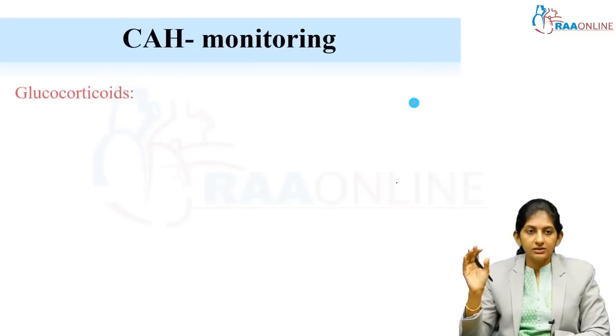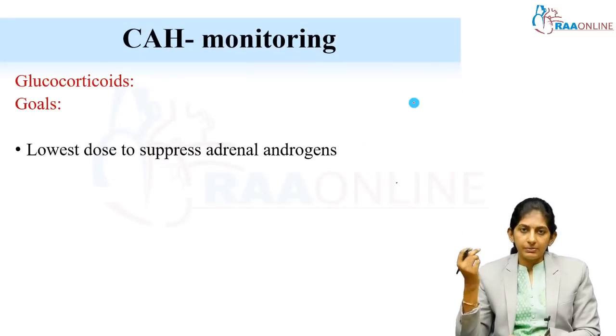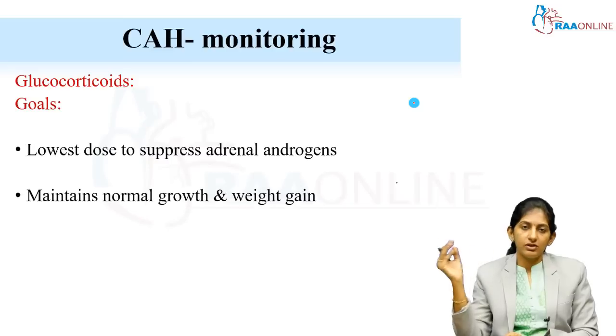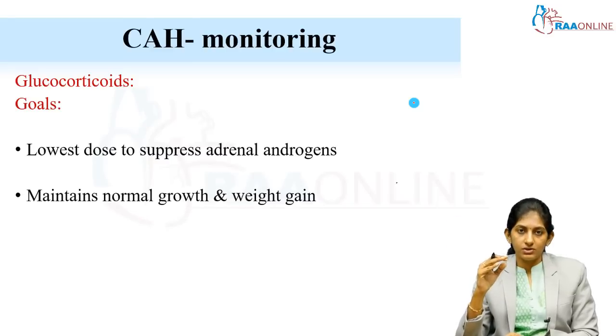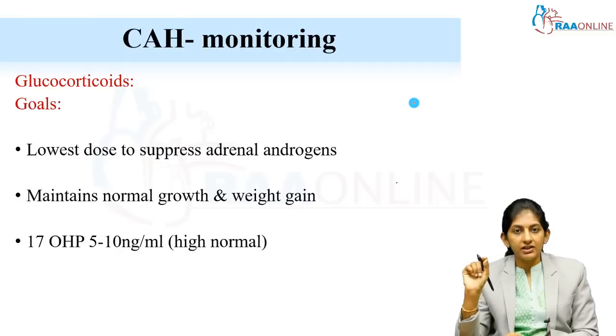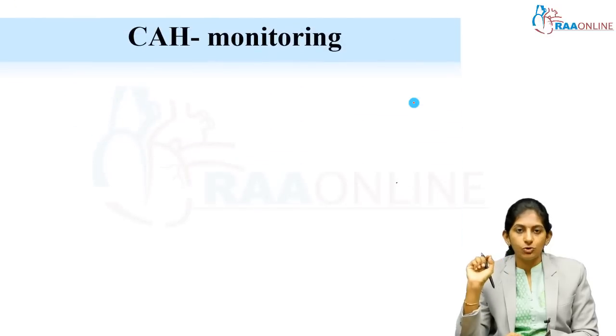And how do you monitor? The goal of giving glucocorticoids is to suppress the production of adrenal androgen. You are giving hydrocortisone from outside, so that will suppress sex hormone production. It will maintain normal growth, maintain weight gain, and maintain the 17-OHP levels, although you can maintain it in the high normal. The androstenedione and testosterone levels especially will be maintained at normal levels for age and sex.